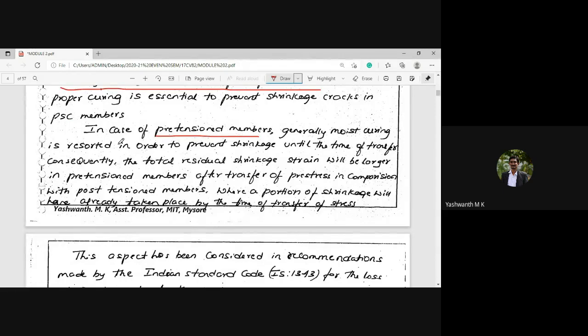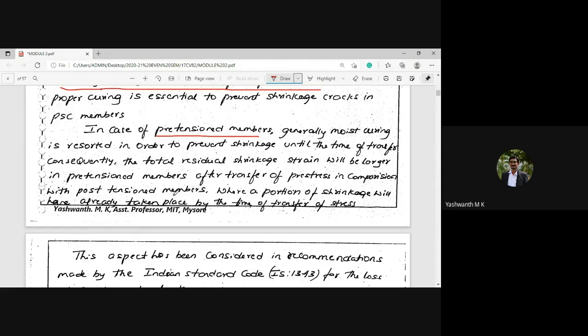Next, in the case of a pre-tensioned member, moist curing is generally resorted to in order to prevent shrinkage until the time of transfer. Please note this down. Consequently, the total residual shrinkage will be larger. That means the left-over shrinkage strain will be larger in the case of a pre-tensioned member after the transfer of pre-stress in comparison with a post-tensioned member.